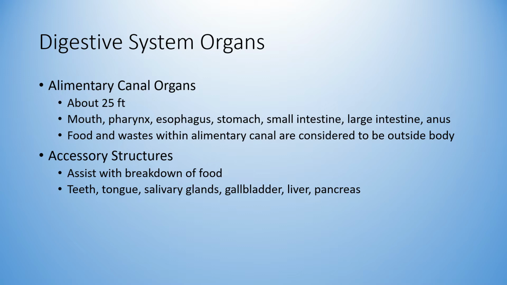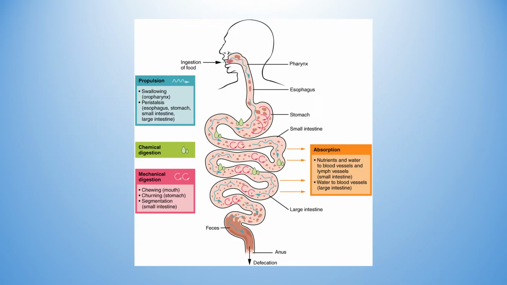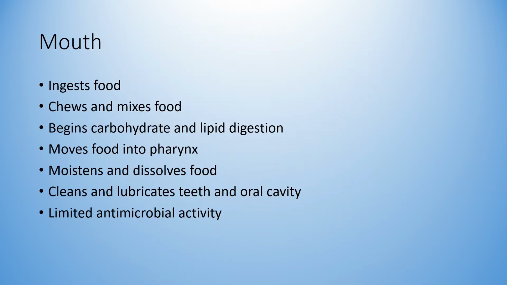The accessory structures that I mentioned just a bit ago are going to help with assisting in the breakdown of the food items. One thing to keep in mind is that as the food is moving, some of this is going to be what we call propulsion, which is moving the food item through the digestive system. It's going to involve chemical digestion, mechanical digestion, and then absorbing. So you have several processes, and some of these are occurring in the same location. So let's start at the mouth, and we'll follow all the way as it moves through this digestive system.